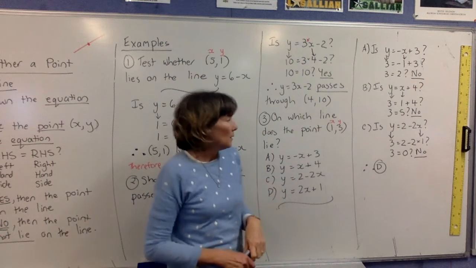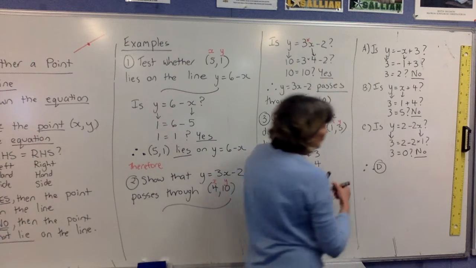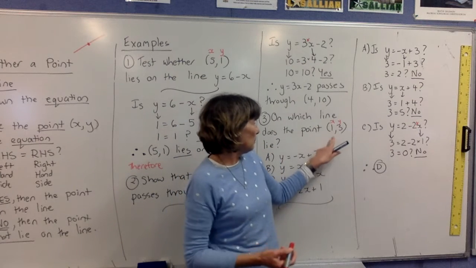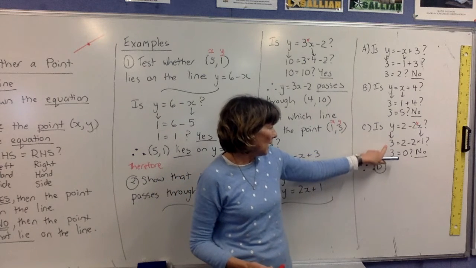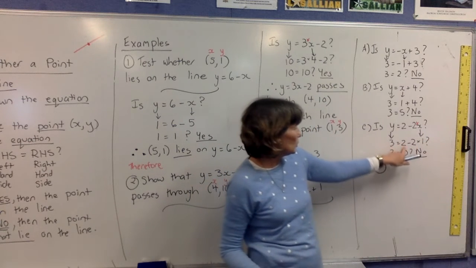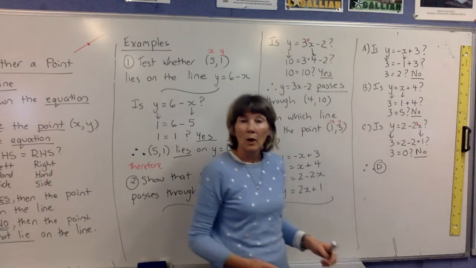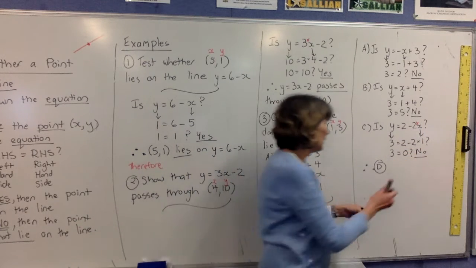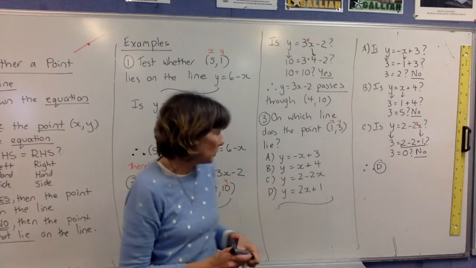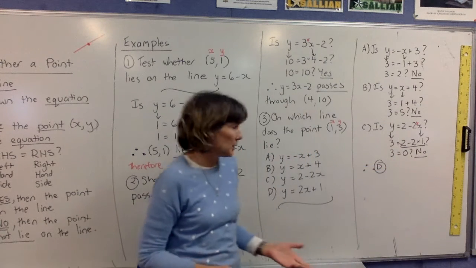So we try C. Is y equal to 2 minus 2x? Don't forget we have a times in between the 2 and the x. Put in your point, 3 for y and 1 over there for x. And we have 3 equals 2 minus 2 times 1 for x. Work this out on your calculator. 2 minus 2 times 1 equals 0. Does 3 equal 0? No. So that's not your answer either.